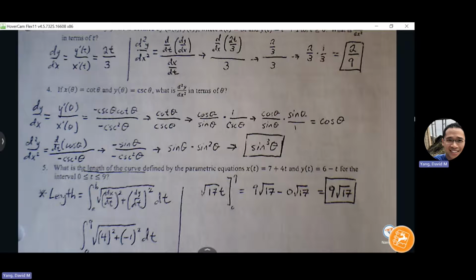So on the real test, if I'm finding the length of a curve, should I do it by hand or by calculator? Yeah, you can do it by calculator unless I specify to do this by hand, because this is manageable without a calculator. But obviously you can check any of your work with your calculator.